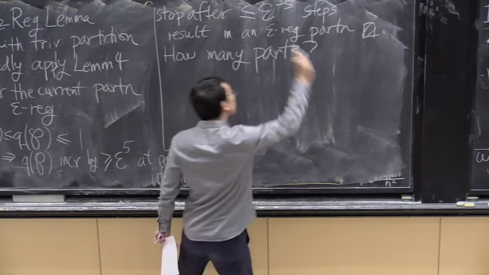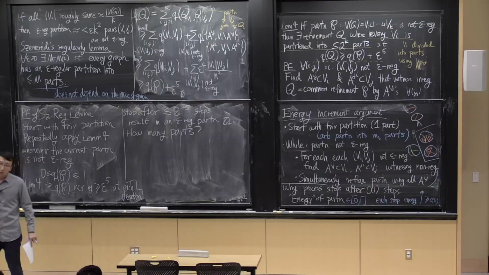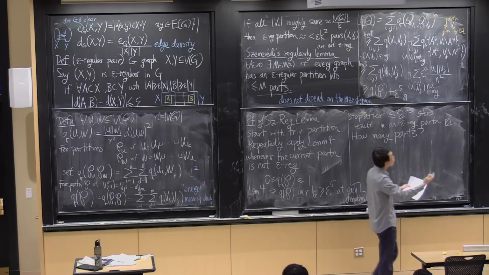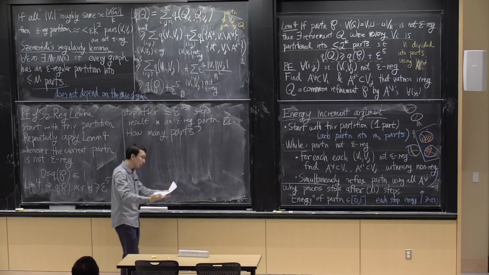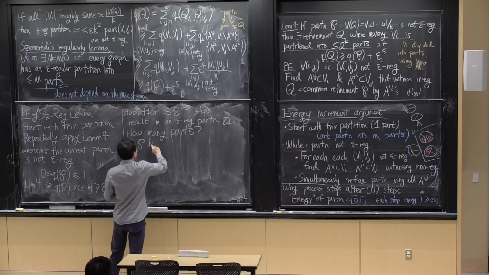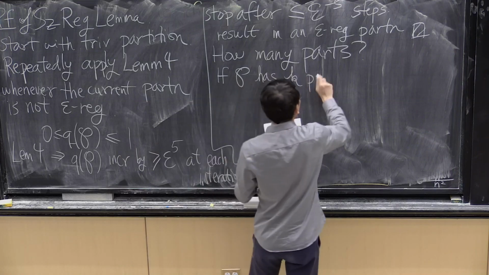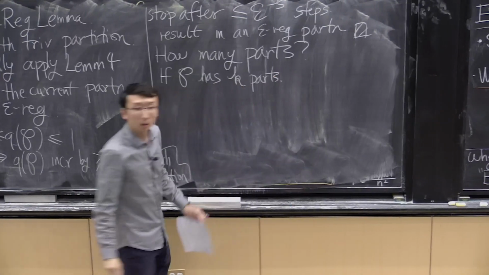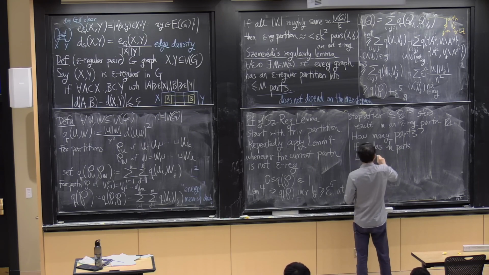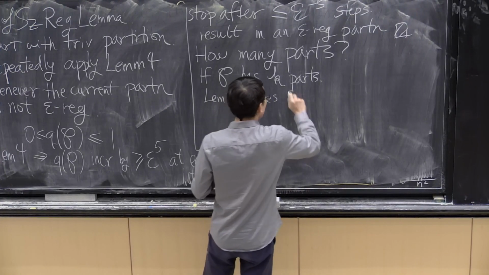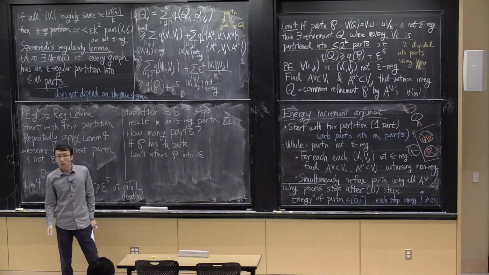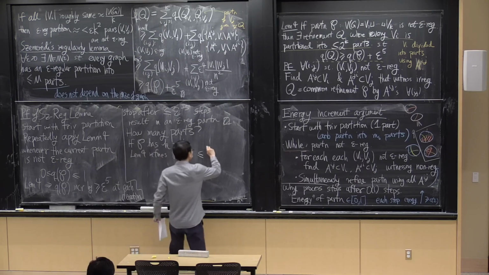Right, so how many parts does this proof produce? We can figure it out. We have some number of steps. Each step increases the number of parts by something. So if P has k parts, then Lemma 4 refines P into at most how many parts? Well, k times 2 to the k.